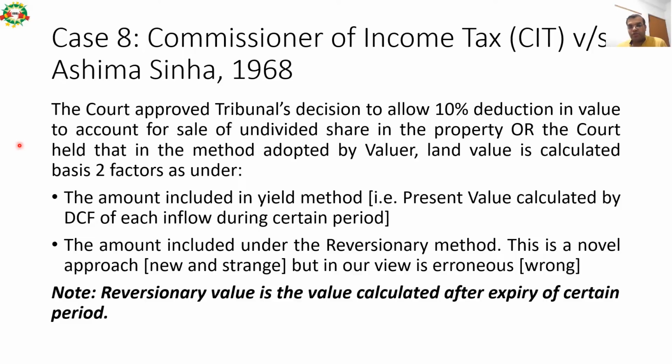calculated on the basis of two factors as under: the amount included in the yield method, that is the present value calculated by discounted cash flow of each inflow during a certain period, and the amount included during the reversionary method. This is basically a novel approach, but it is in fact a wrong approach. But the court has given its decision on this. The reversionary value is the value calculated after expiry of the certain period. So if the 10% reduction keyword is mentioned in the case, the examiner is asking about this legal case study.